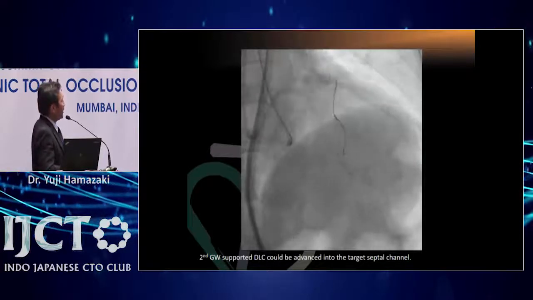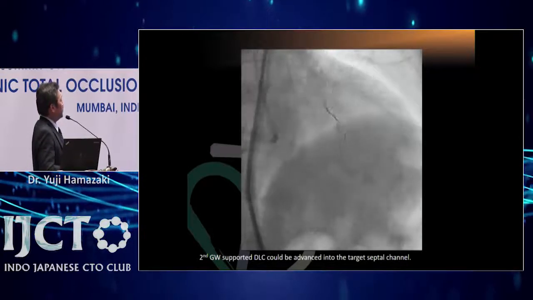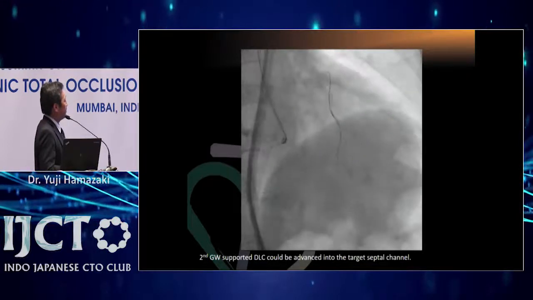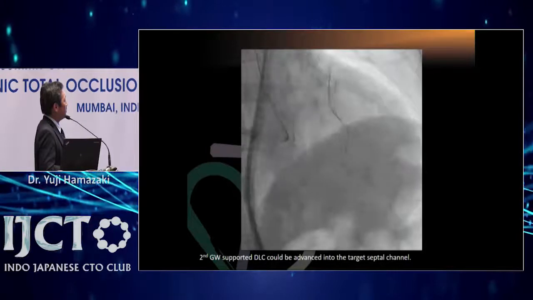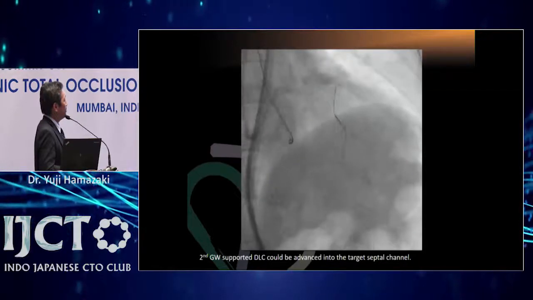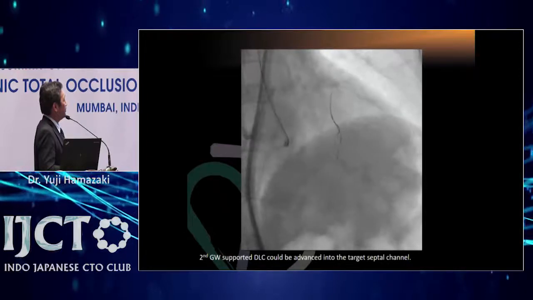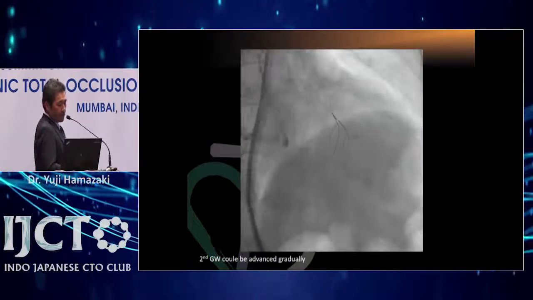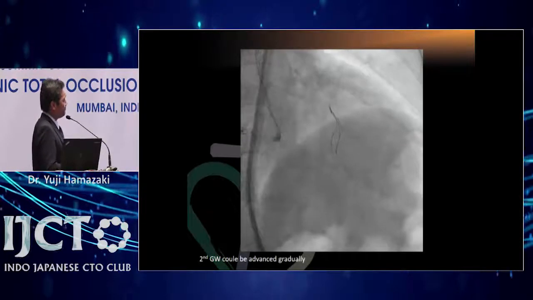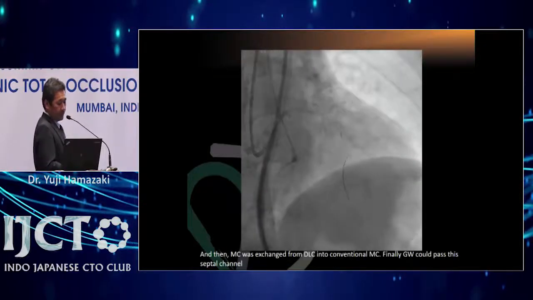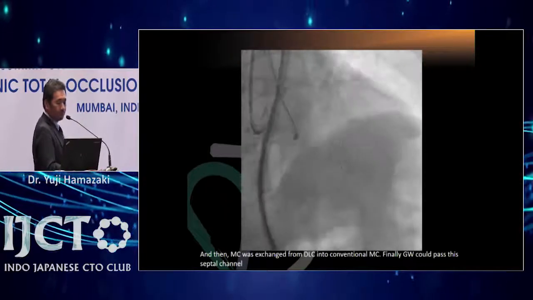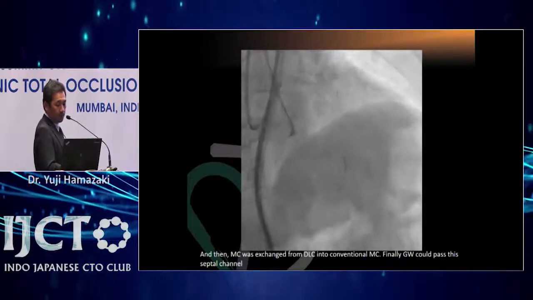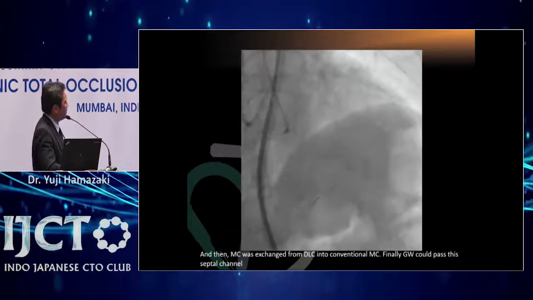A second guide wire supported the double lumen catheter, which could be advanced into the target septal channel. You can see. And the second guide wire could be advanced gradually. And then the microcatheter was exchanged from the double lumen catheter into a conventional microcatheter. Finally, the guide wire could pass this septal channel.